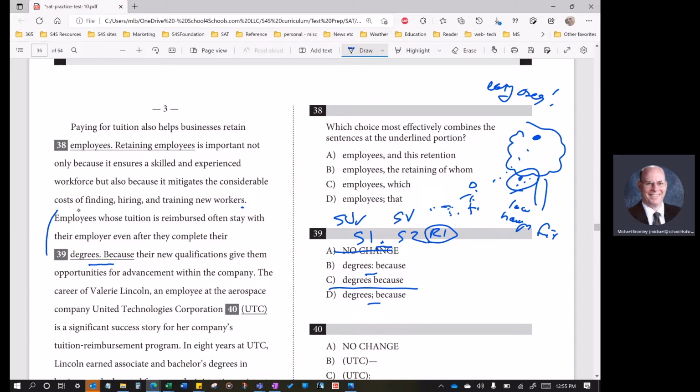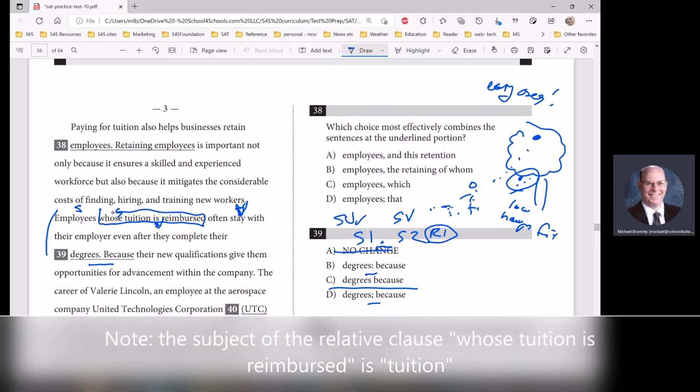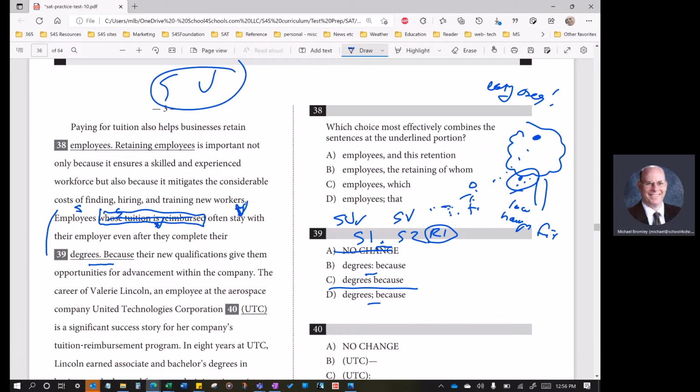All right, so employees, subject, stay, verb. Notice how whose tuition is, this is a subject. I'm sorry, is a verb here and a subject here. This is a relative clause, so I can ignore that. Subject verb matching is so important on this test, but employees stay with their employer. Okay, that's my subject, my sentence. So I do have a sentence here. Sentence 1, got it.